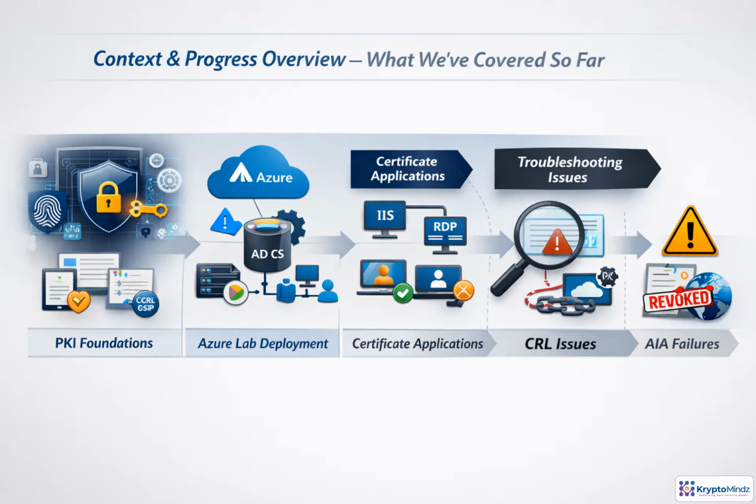So far, you've taken PKI from theory into a working Azure-based enterprise CA, issued real IIS, RDP, user, and computer certificates, and started troubleshooting enrollment and chain issues. Now we'll focus on the next big reliability challenge: CRL and AIA failures.